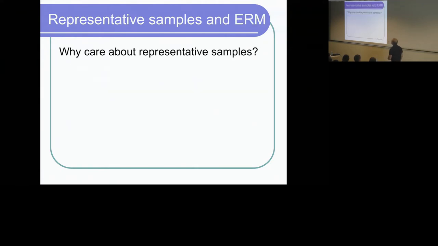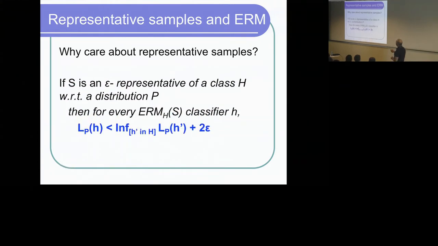So here is the next slide, the connection between representative samples and ERM. If S is epsilon representative with respect to the class, then if we do ERM with respect to this S, we are guaranteed that our hypothesis will be pretty good. So again, what is this claiming? If S was a very nice sample, if S was epsilon representative, and now I output a hypothesis that minimizes the error with respect to S, then I have a guarantee that the true error of my hypothesis is no bigger than the best in the class plus 2 epsilon.